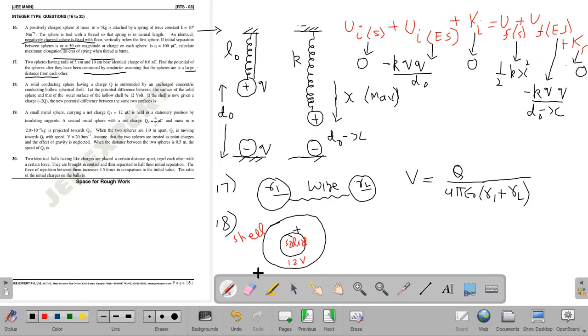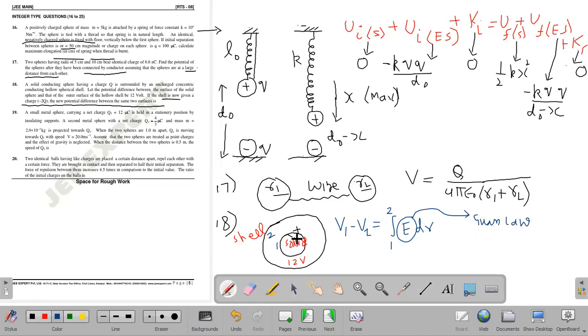Now, some charge is given to the outer shell. The outer shell is now given a charge of minus 2q. What is the new potential difference between the same two surfaces? Remember, the potential difference between this solid surface 1 and the metallic surface 2, v1 minus v2, is the integral of electric field dot dr from point 1 to point 2. And this electric field will be obtained by Gauss law.